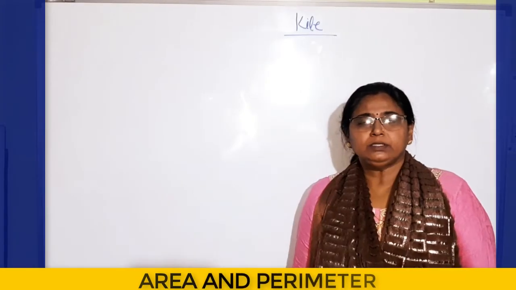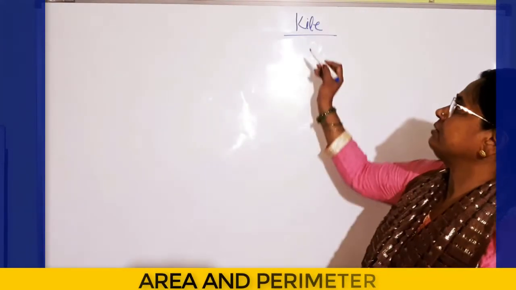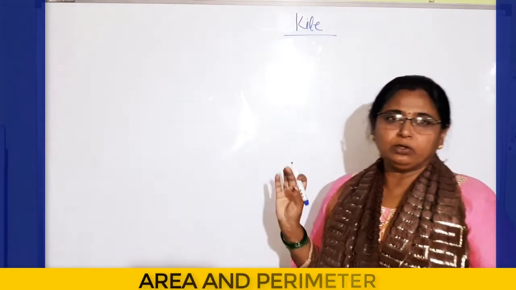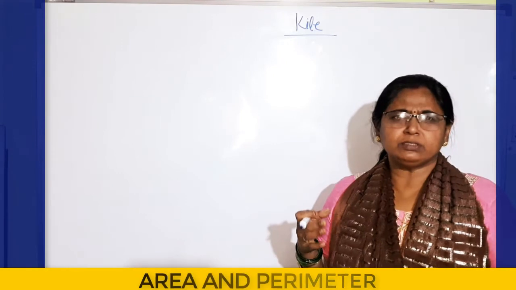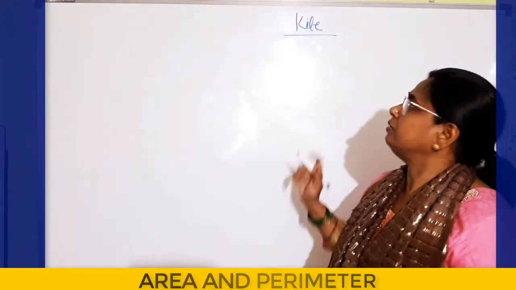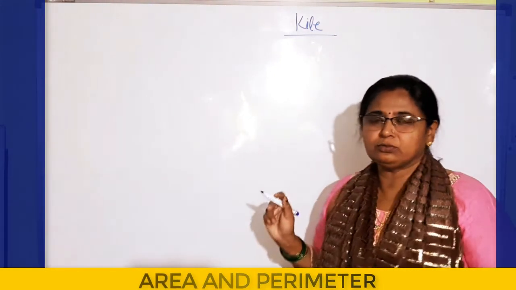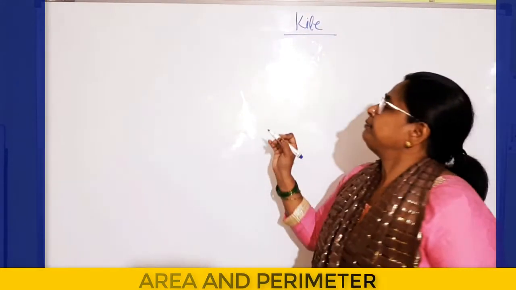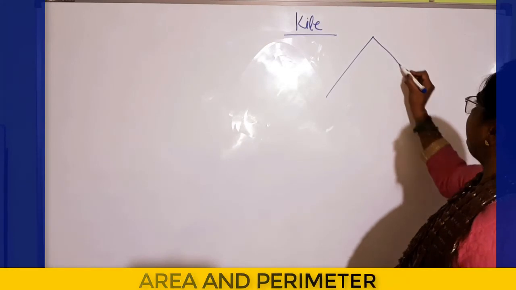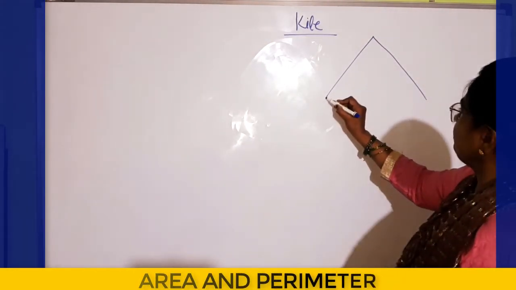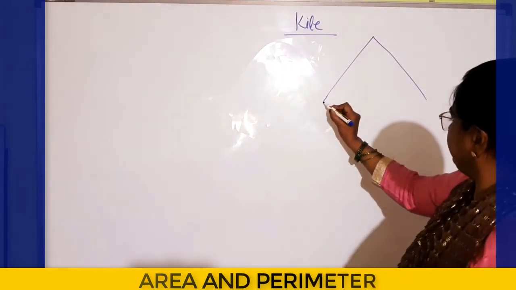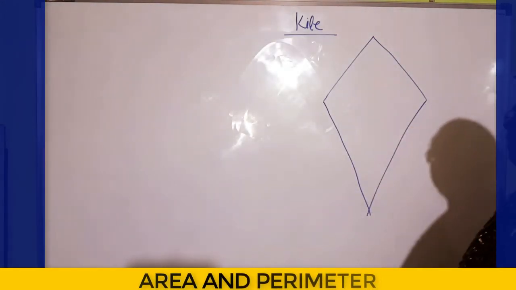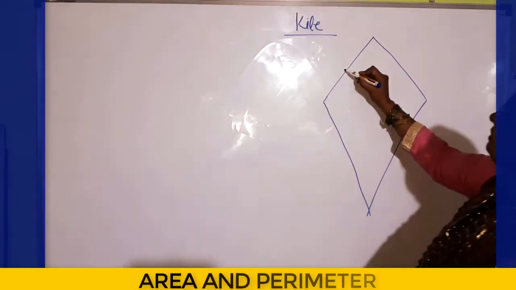Okay. Tanishk, your topic was to make you understand the kite. I think one question was given in your book, so I will explain the kite also. What is a kite, and what kind of construction does it generally have? It is a quadrilateral having two pairs of adjacent sides.